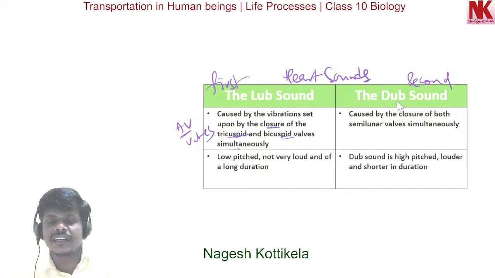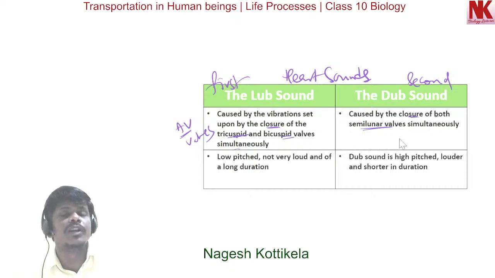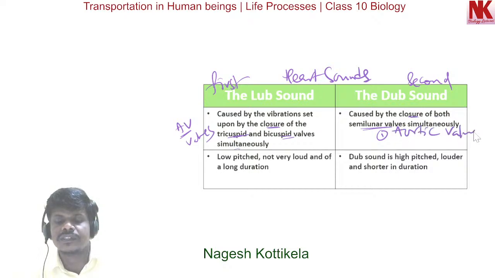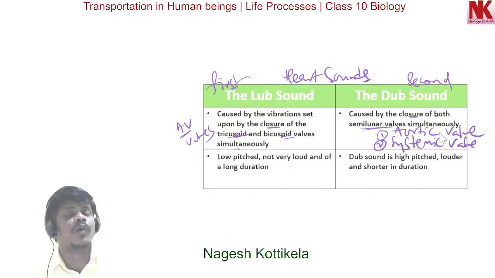The second sound, the dub sound, is caused by the closure of both semilunar valves simultaneously. These are the aortic valve and the pulmonary valve. These are the two valves. When they are closed simultaneously, the second sound, the dub, is produced.